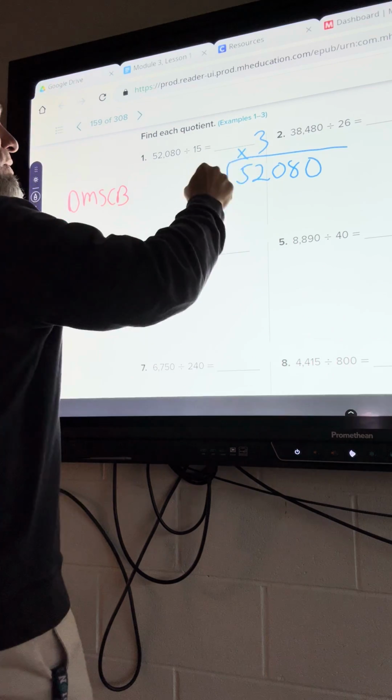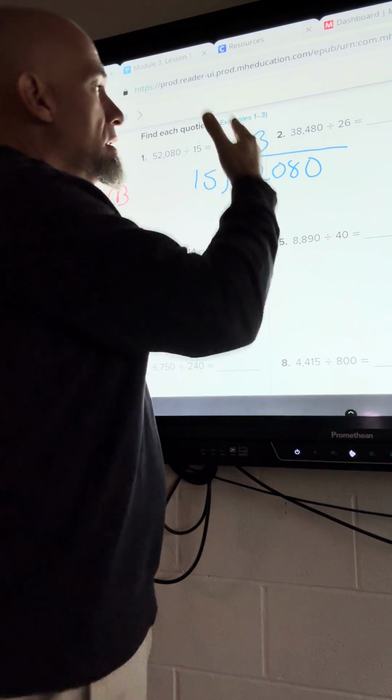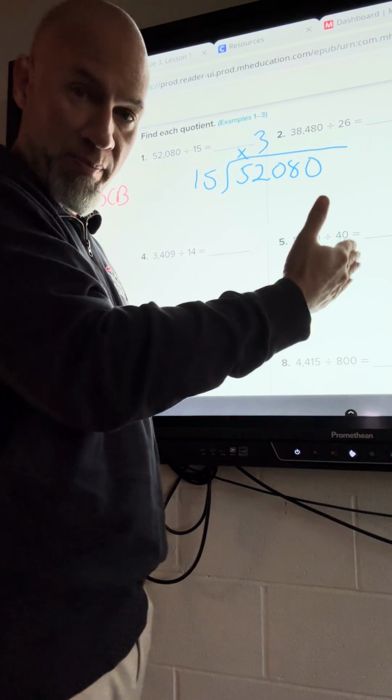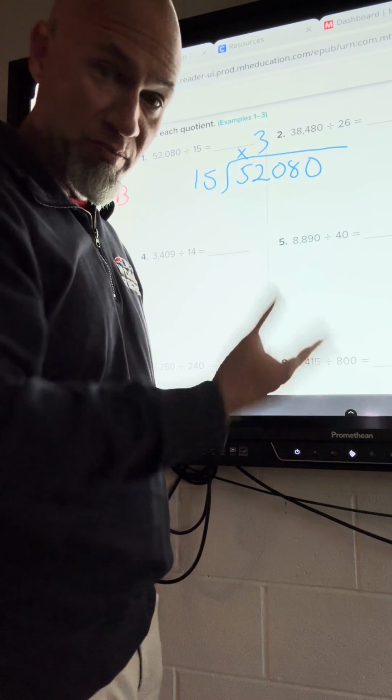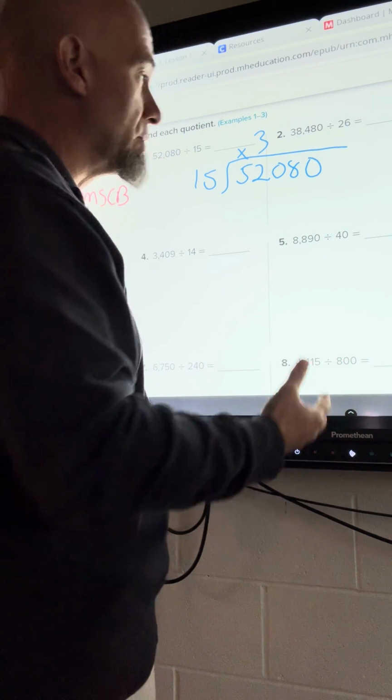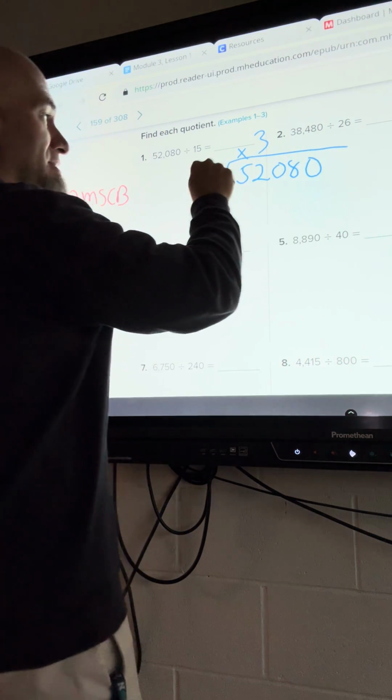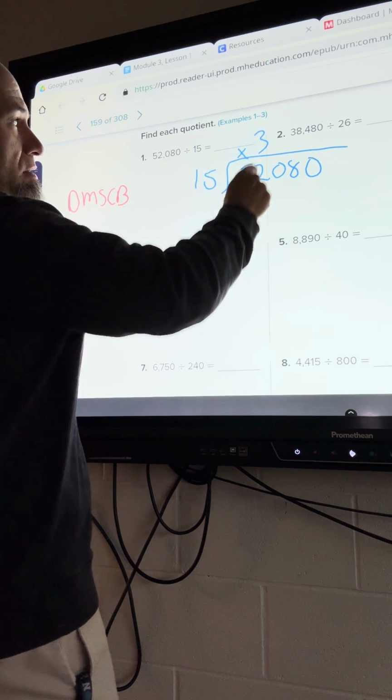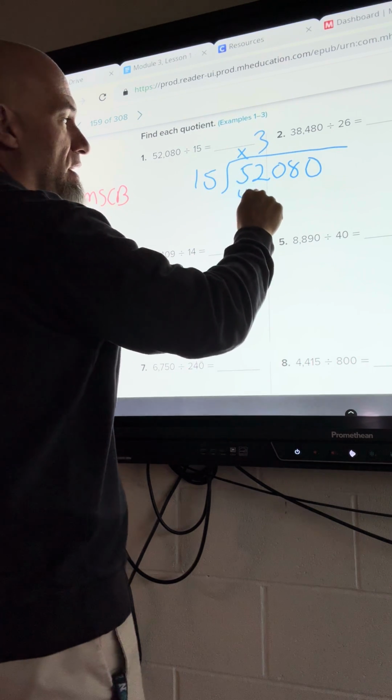All right, so now we multiply. We always multiply the most recent part of the quotient that we put up on top times the divisor. And it's important to know these vocabulary words. So this is the dividend, this is the divisor, this is the quotient. So 3 times 15 is 45.